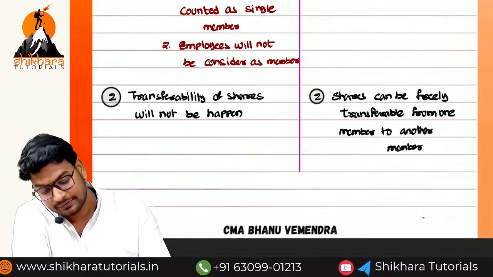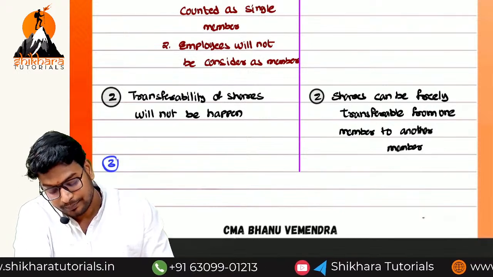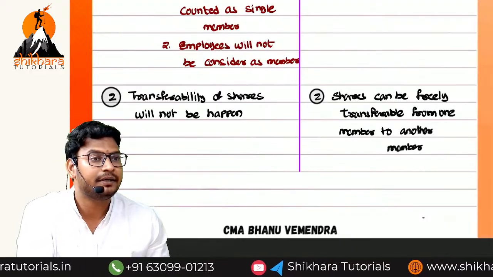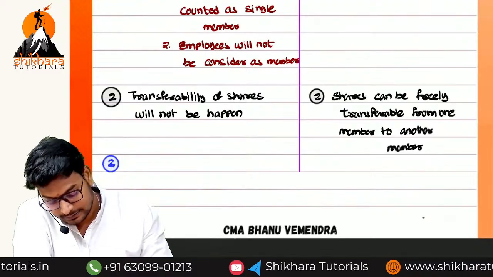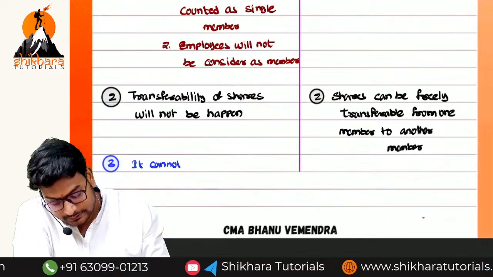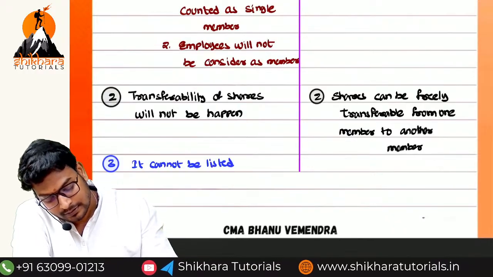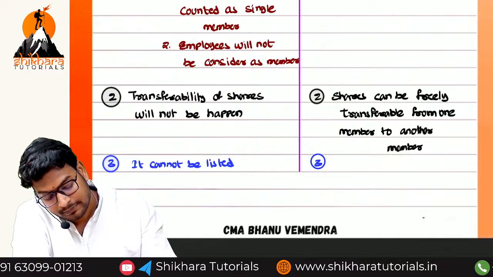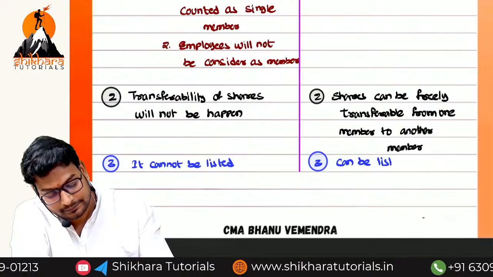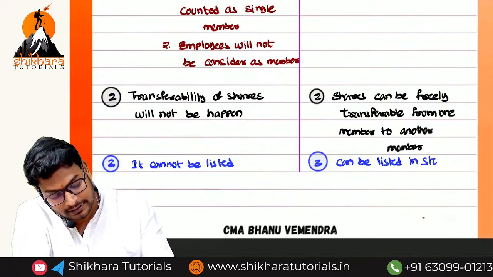So the last difference: can a private company be listed or not? A private company cannot be listed. So it cannot be listed, whereas a public company can be listed in the stock exchange.